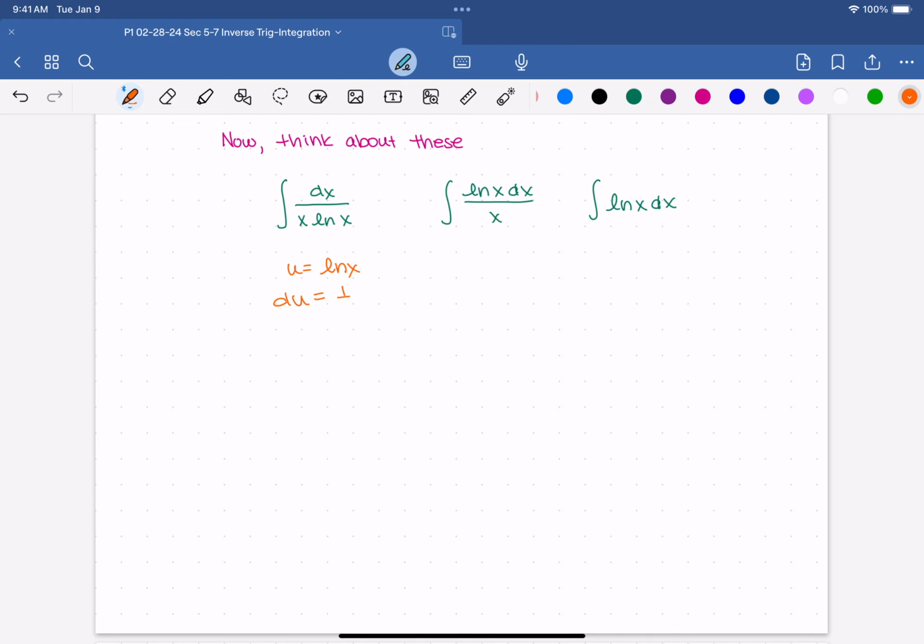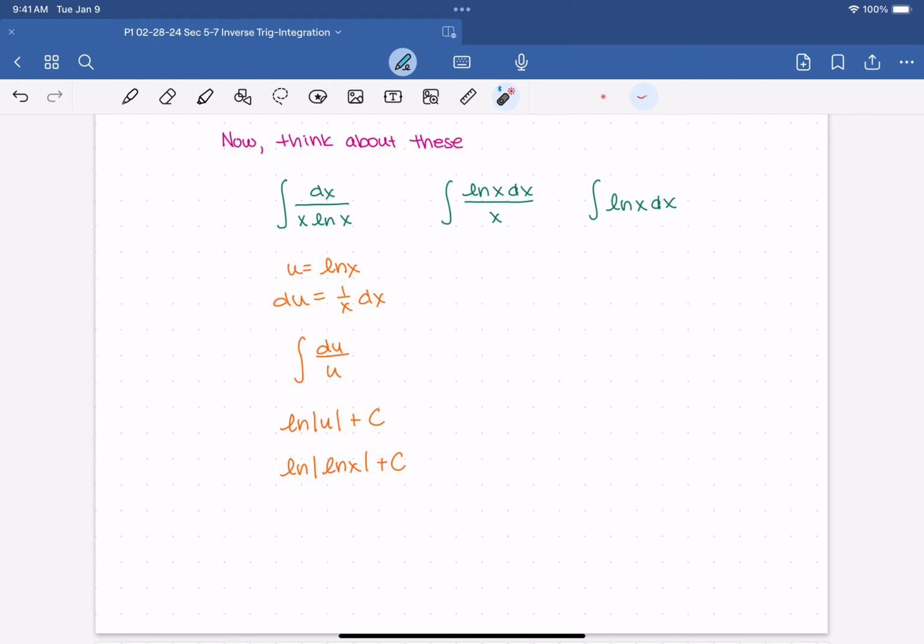That means du is 1 over x dx. So 1 over x dx, that's du. That's going to put du in the top. I still have a natural log of x in the bottom, but that's u. So it becomes the natural log of the absolute value of u, which is the natural log of the natural log of x. So that's this first one. It's a u-sub problem.